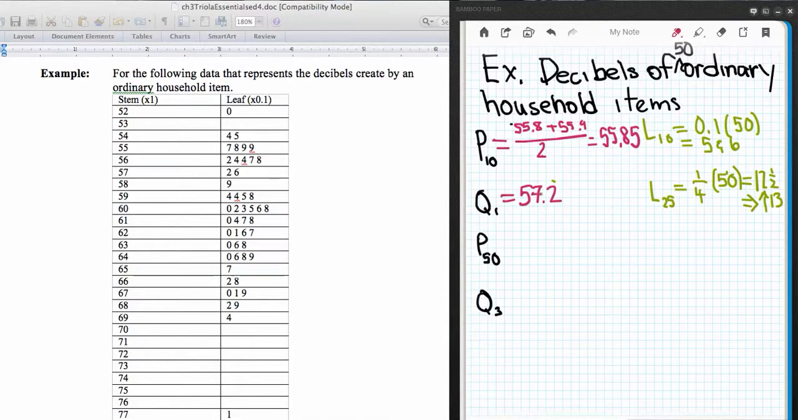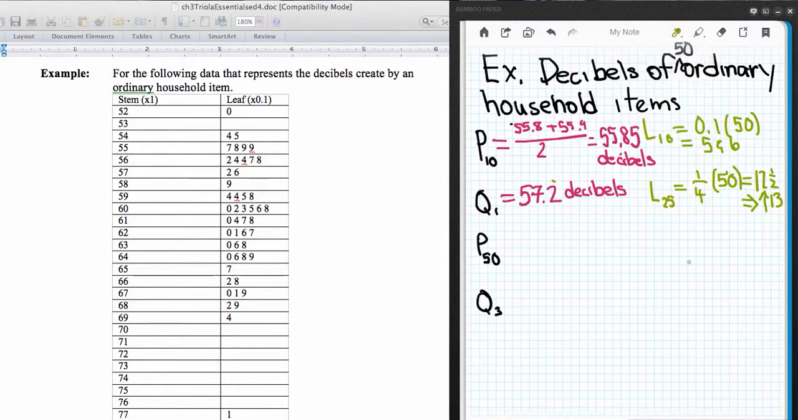57.2. And these things are decibels, and I didn't have room up there, but I'll write it here just to remind you, you really should be always, always, always writing your units. I am particular about that if you are taking one of my classes. I want to see that you're thinking about what these numbers mean, and they're not just numbers only.